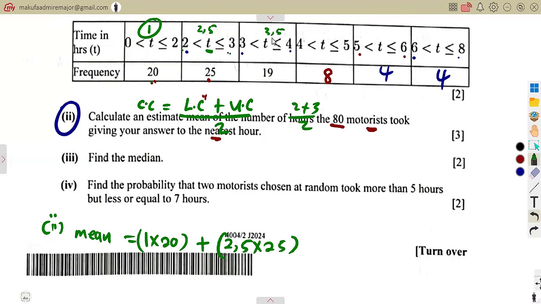You take the frequencies this time. From 3 to 4, you add, divide by 2, 3.5, times the frequency, which is 19. 4 to 5, you add 4 plus 5, which is 9, divided by 2, which is 4.5, times 8. So that's 4.5 times 8.